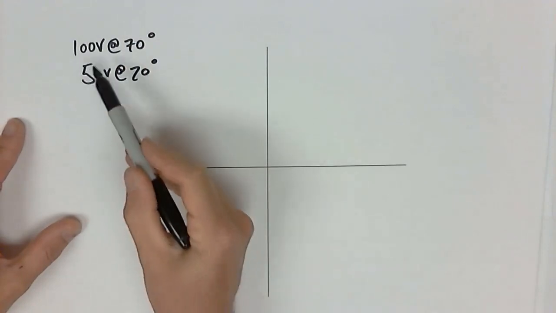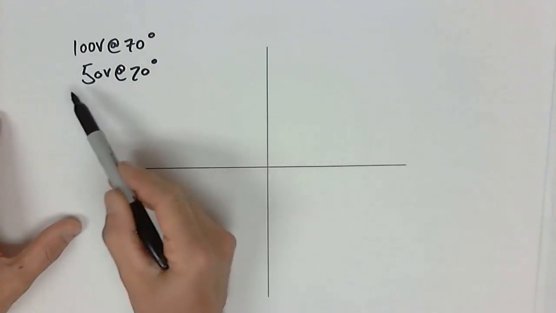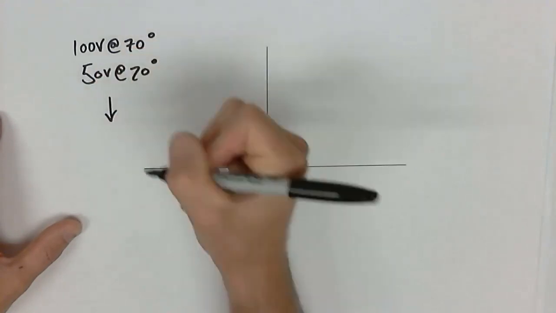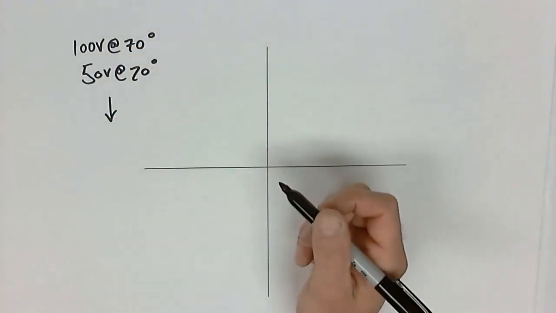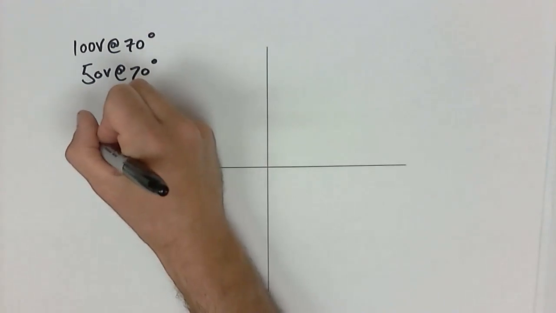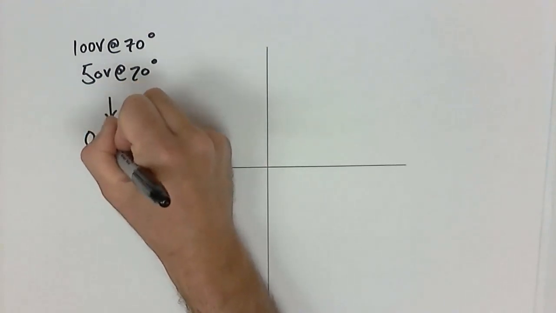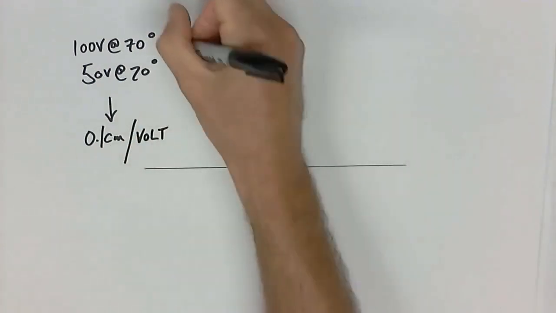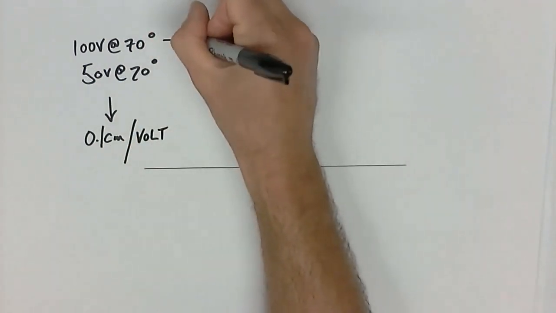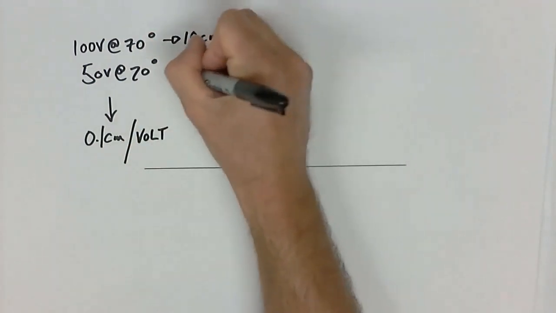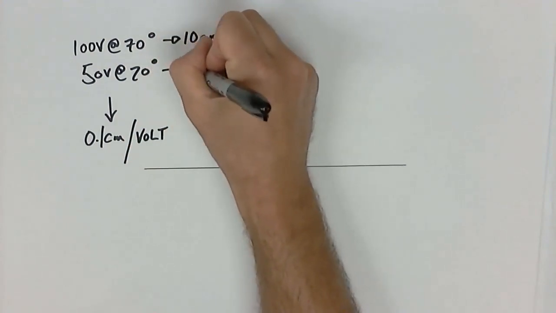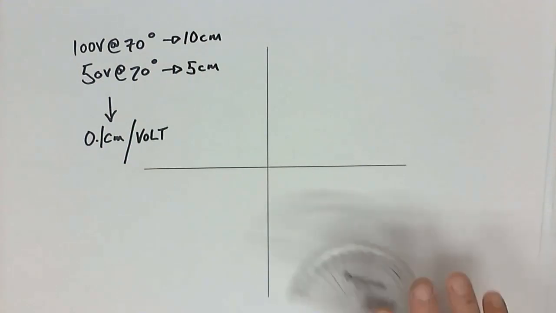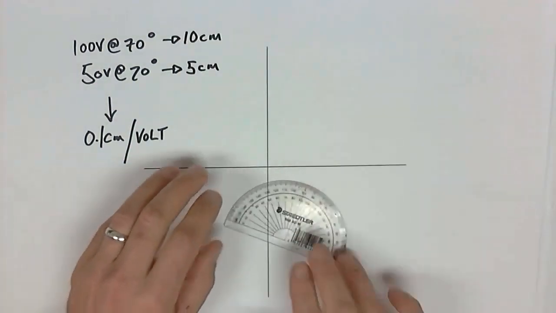Because these are both the same form of measurement, as in volts, I can use the same scale for both. I have to use the same scale. And so what I'm going to use is 0.1 centimeters per volt. So that means that this one up here will be 10 centimeters in length, and this one will be 5 centimeters in length. So let's put our protractor onto the page again.